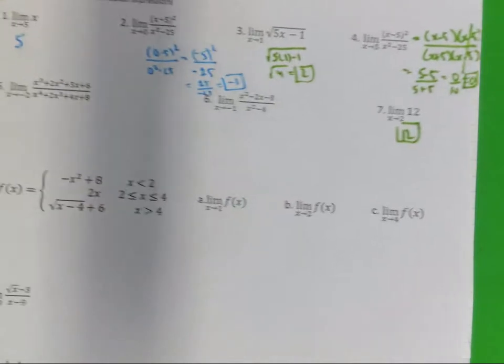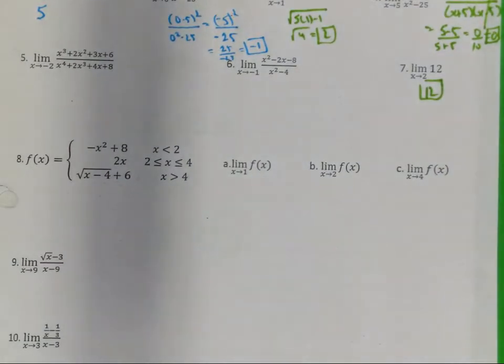All right, let's look at number 8. Looking at that, what type of discontinuity will exist on number 8? A jump. Now you have 3 problems: x approaches 1, x approaches 2, x approaches 4. Which of these pieces would you plug in for x approaches 1? The first one, because isn't this x less than 2? So I plug 1 in.